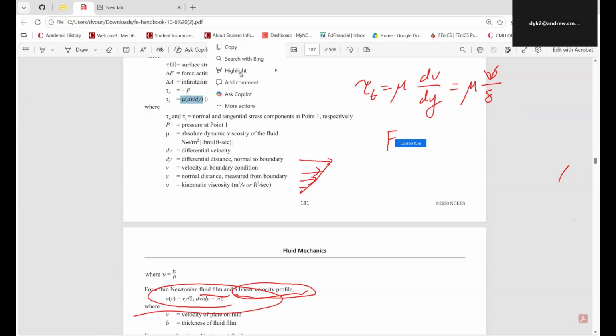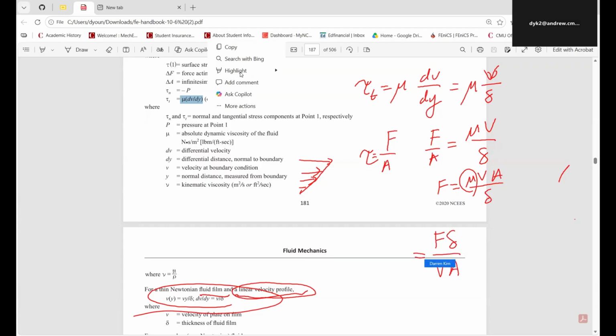Now they gave me force, and tau is defined by force over A, right? So force over A equals mu v over delta, and then force equals mu v A over delta. I know we're not solving for that, but that's pretty cool to know. We're solving for mu. I don't know where my brain went, but that's how you solve it.